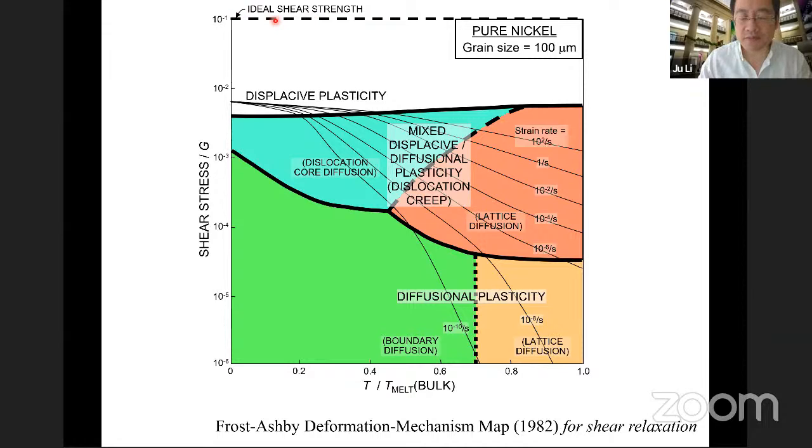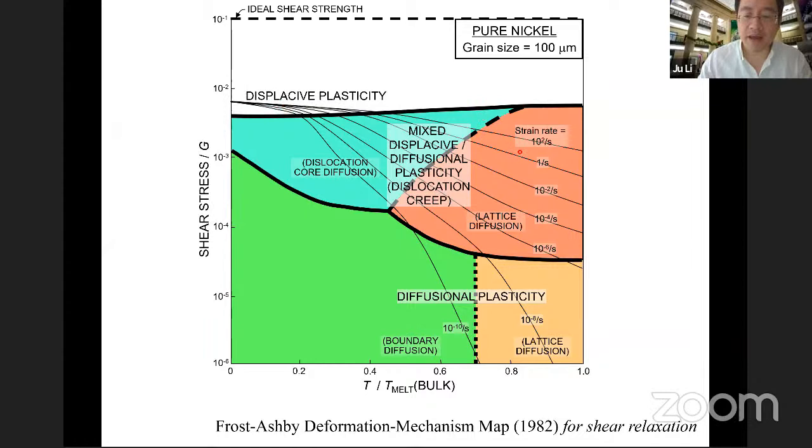So we have this low temperature, high stress displacive plasticity. So we have a strain rate independent regime. Here we see strain rate from 10 to the minus 10 to 10 to 2 per second. At low temperature it is not strain rate sensitive. You basically have to go to the yield stress to have any strain rate.